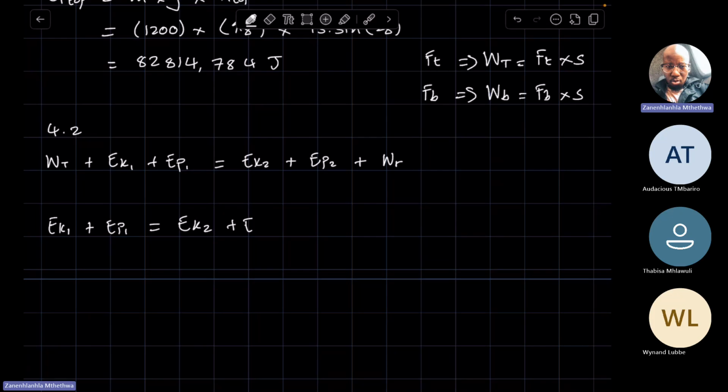So EK2 plus EP2 plus the work done by the braking force, or the work done due to braking, plus the work done to overcome friction. The reason why this is on this side is because when the object is braking, it is already in motion. So the braking takes place on the two parts of the equation, because the object is already in motion. Hence, this cannot be on this side contextually. Do you get what I mean here?